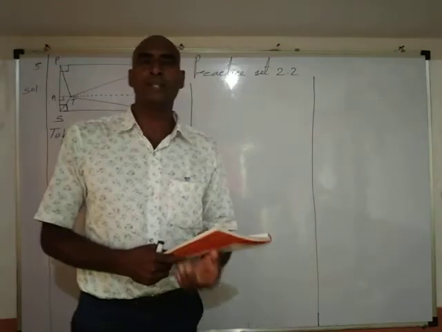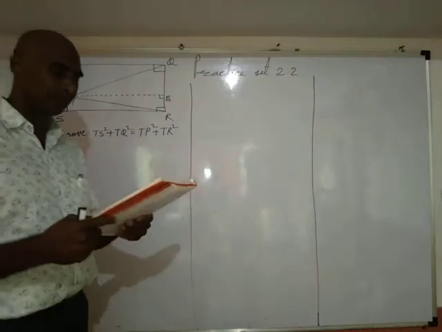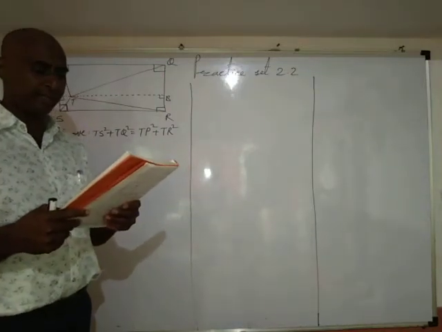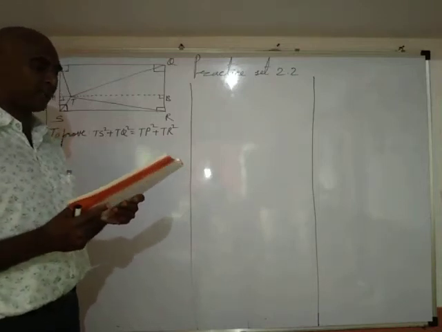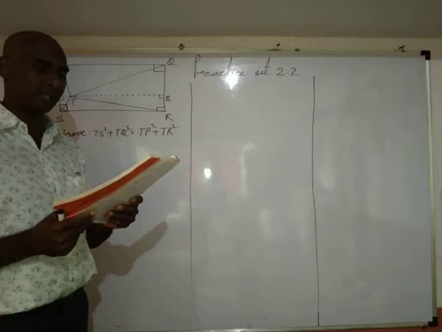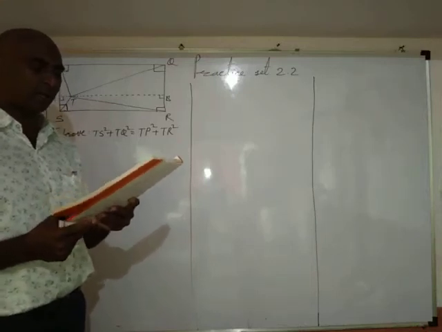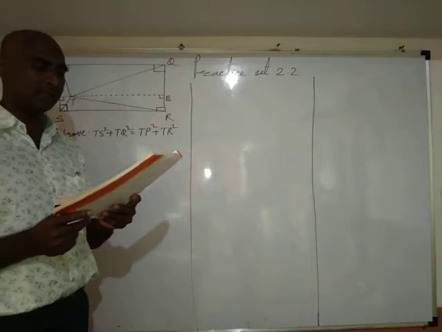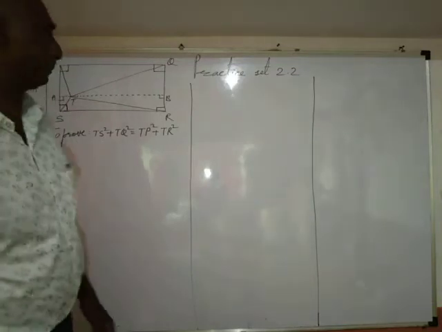Hello, let's continue practice set 2.2 question 5. In the figure, point T is in the interior of rectangle PQRS. Prove that TS square plus TQ square equals TP square plus TR square. As shown in the figure, draw seg AB parallel to side SR, with A-T-B.